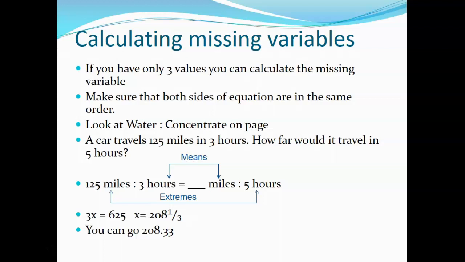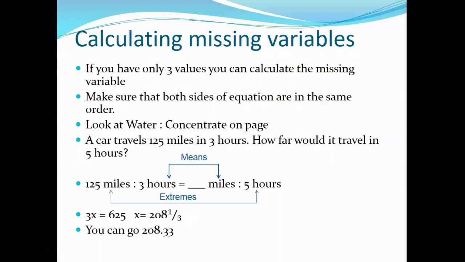All right, so I end up with 3x equals 625. I would then divide each side by 3. Why? Because what I do to one side of an equation, I have to do to what? Do to the other side. Basic math principle, huh? Yes.